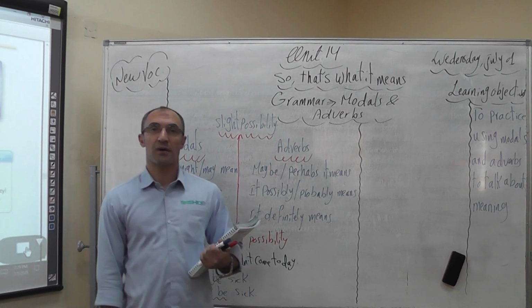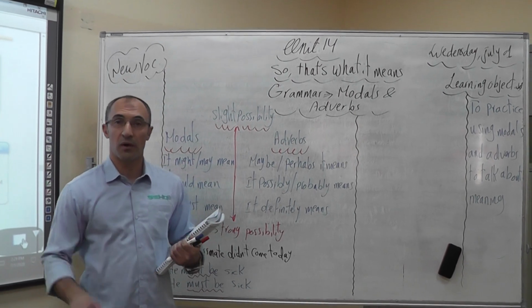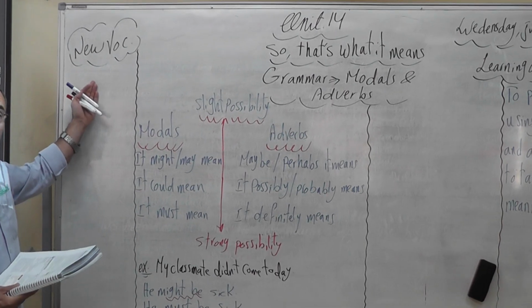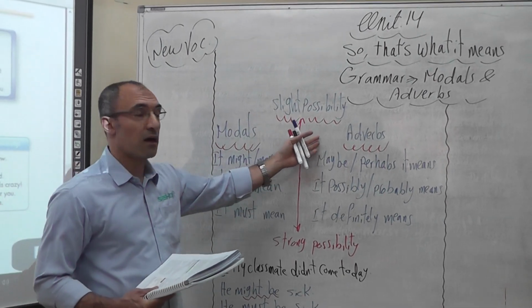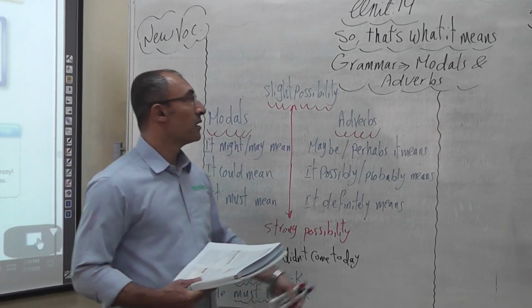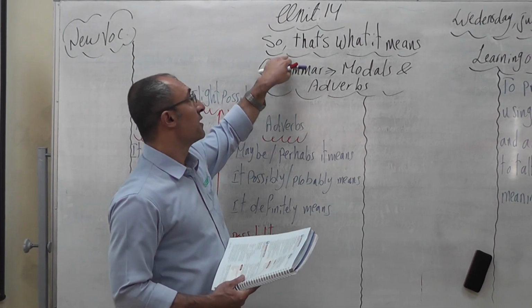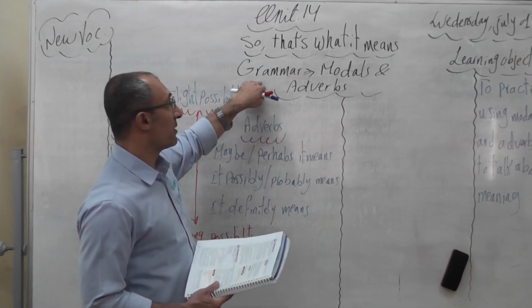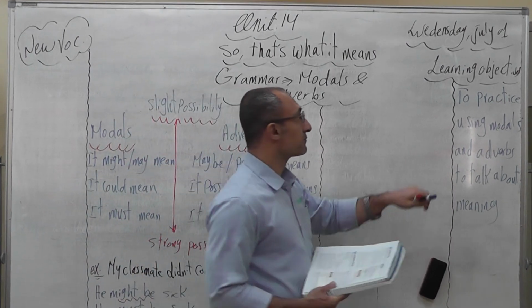Today we are going to handle Unit 14, as you see. As for the division of our whiteboard, as usual, here we have the column for the new vocabulary, in case we have. In the middle we have our grammatical rule that we are going to explain later. Here on the top, we have the title of our unit, Unit 14, entitled "As So". That's what it means. Grammar, we will handle modals and adverbs specifically.